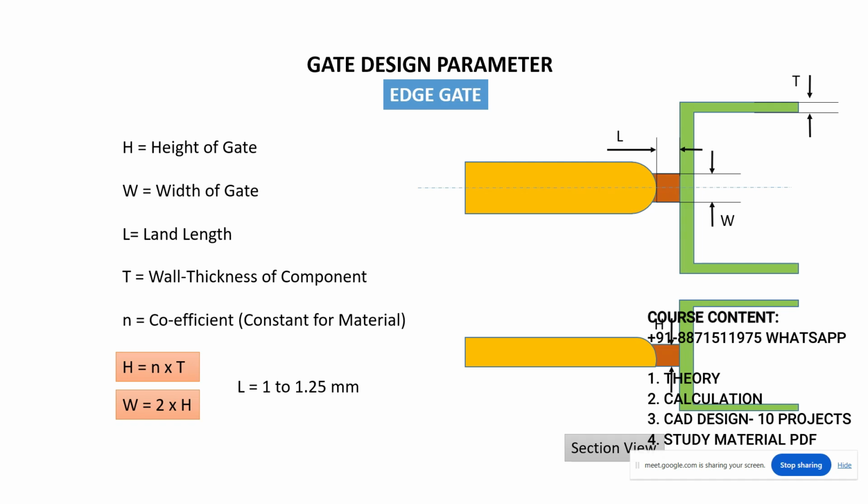What am I showing in this slide, tell me. Sir, nothing but the parameters of the edge gate, which is a very basic gate system. I am just showing the dimensions of the edge gate, and one more thing, the height and the width. This is the simple formula for that, and this is the range for that, right?